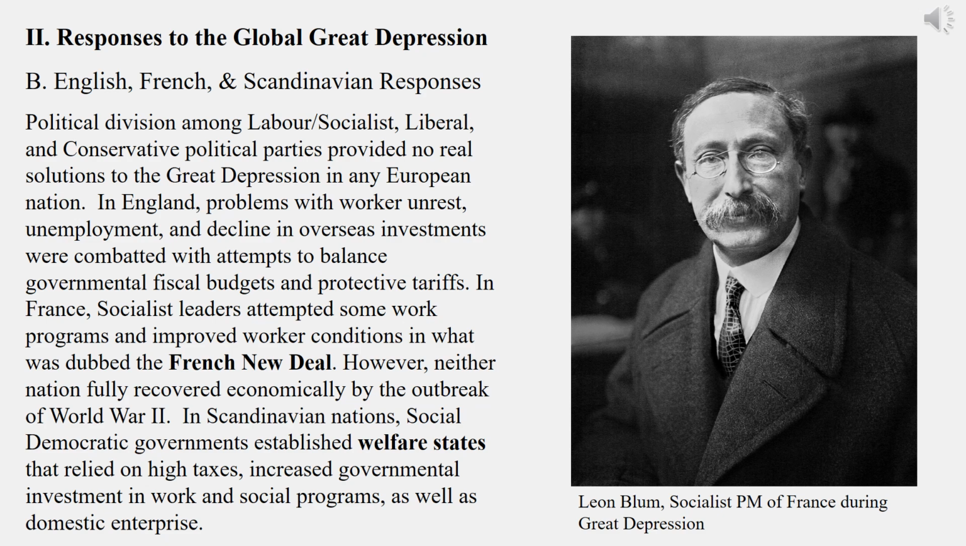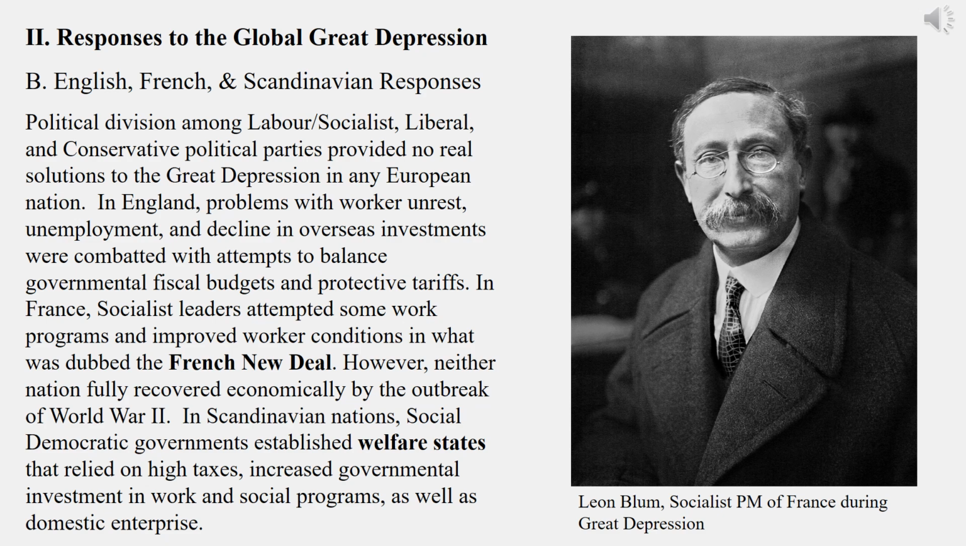any European nation. In England, problems with worker unrest, unemployment, and decline in overseas investments were combated with attempts to balance governmental fiscal budgets and protective tariffs. In France, socialist leaders attempted some work programs and improved worker conditions in what was dubbed the French New Deal. In the image to the right, you can see French Prime Minister Léon Blum, a socialist, who extended protections for workers during a time where he felt their labor could have been exploited in the depths of the Great Depression. However, neither nation fully recovered economically by the outbreak of World War II.